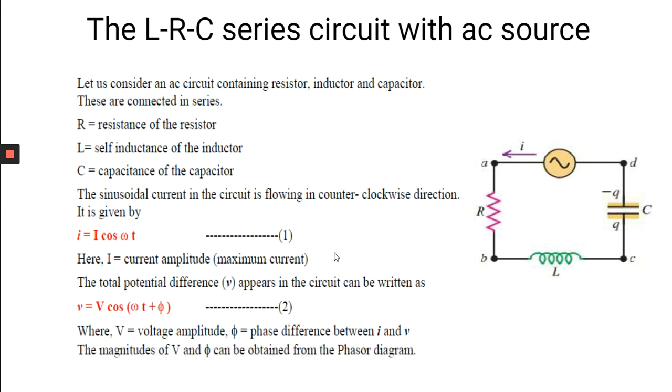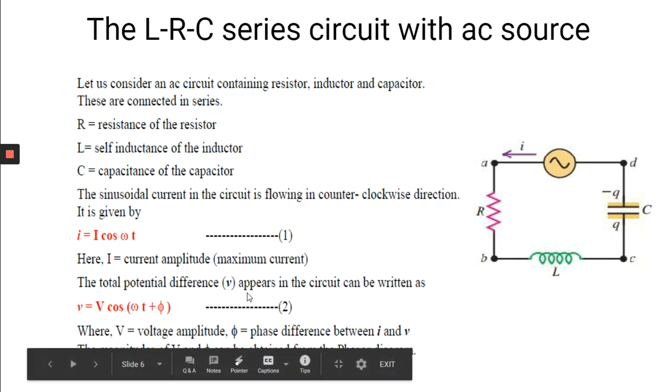Now what is the total potential difference which appears in the circuit? You can find out the potential difference across the R, across the L, across the C. But what is the total potential difference? As this is a source of EMF also, you can say, what is the potential difference supplied by this? As it is an AC source, obviously the potential difference you can also represent in terms of an AC source. That means it should be a sinusoidal function. So i equals I cos omega t.